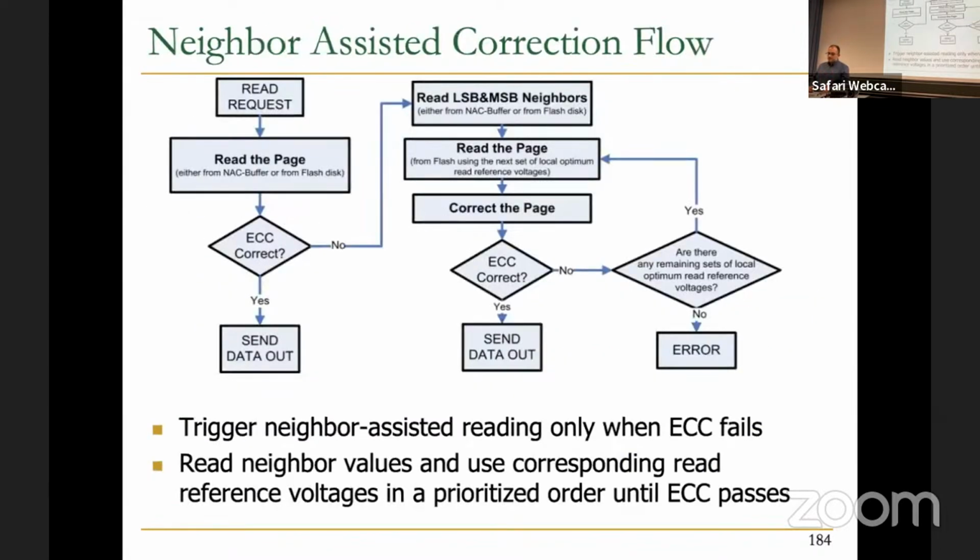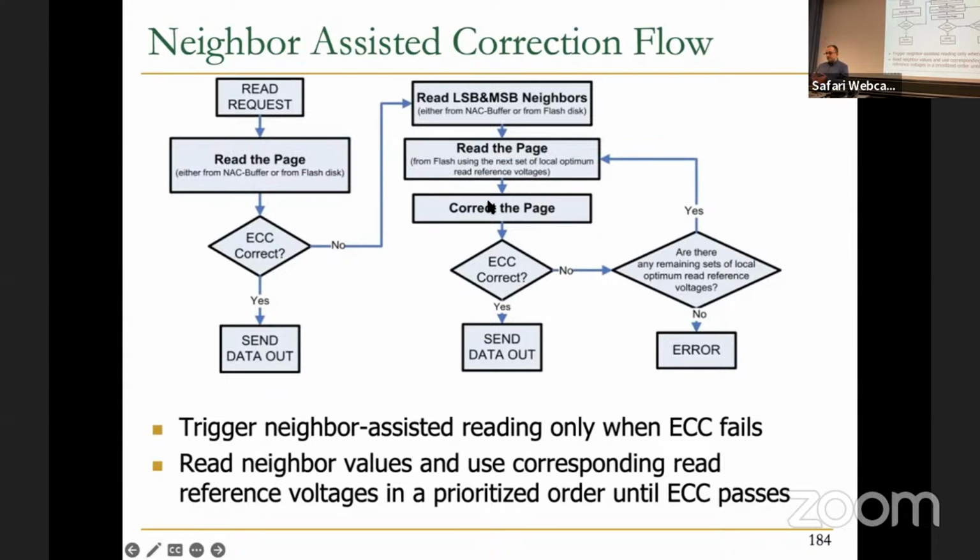And then we can apply ECC. So this is the flowchart of this technique. Basically, for read requests, we read the page. If ECC is correct, then we send data out. If not, we need to read LSB and MSB neighbors. And we read the page from flash using the next set of local optimum read reference voltages, essentially.